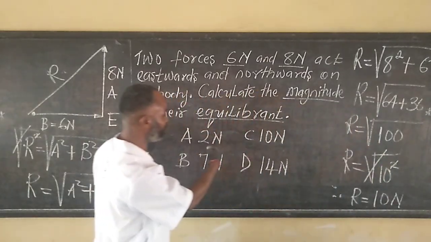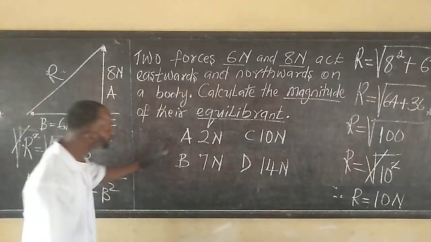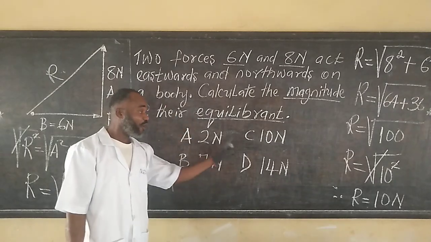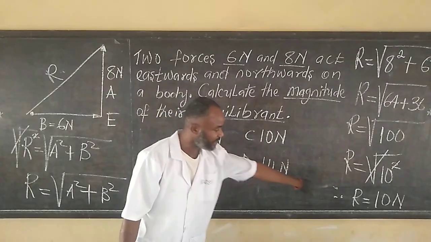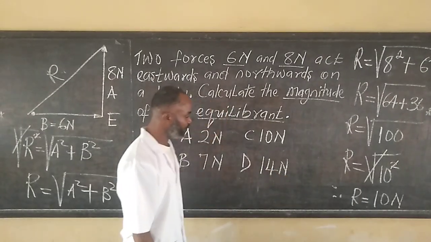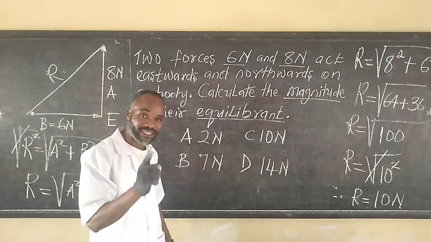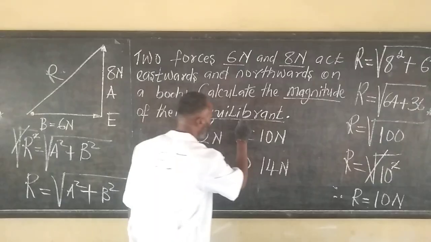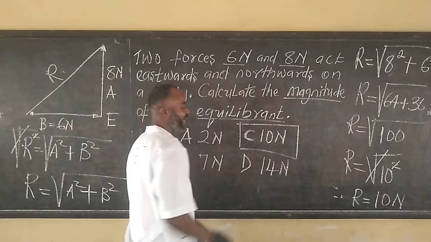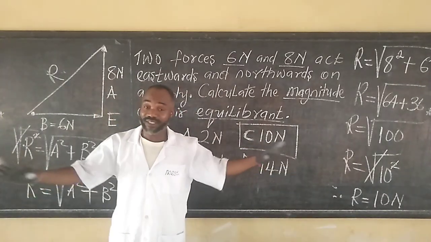Let's go back to the question. Option A is 2 Newton, option B is 7 Newton, option C is 10 Newton, and that corresponds to what we have. Option D is 14 Newton. It means that the correct option is option C. Option C is the correct answer to this question. It's been solved. Very simple.